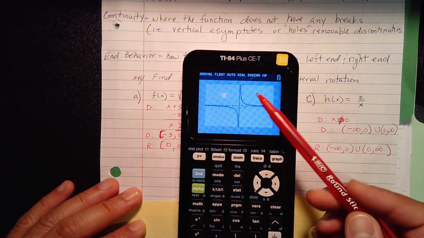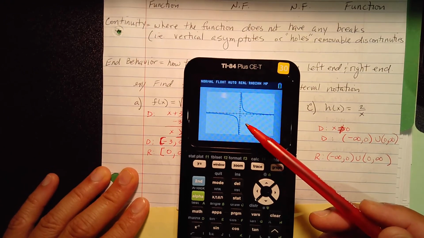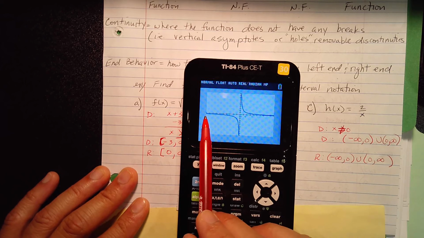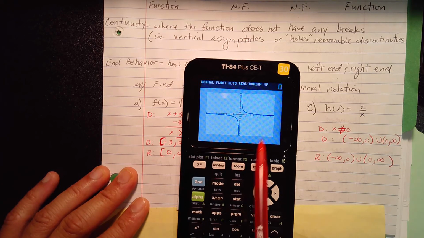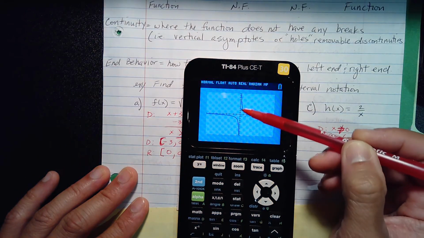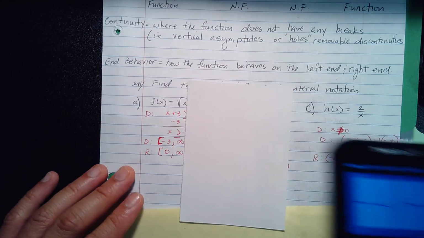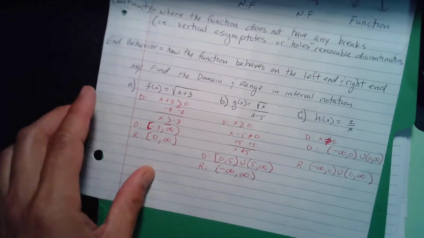Alright, this would be a vertical asymptote. So we talked earlier about continuity. This function is not continuous because there's a discontinuity at x equals 0. There's a vertical asymptote here. There's a break in the graph. Okay.